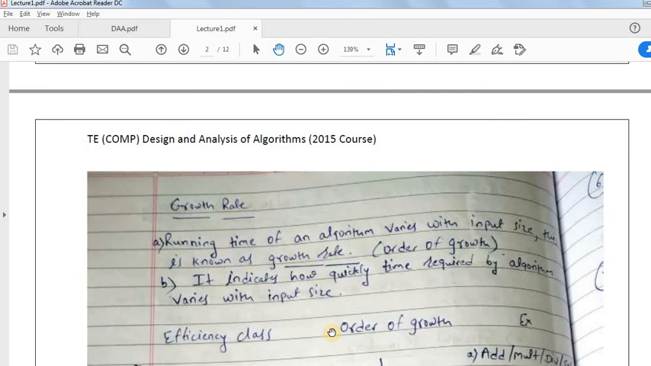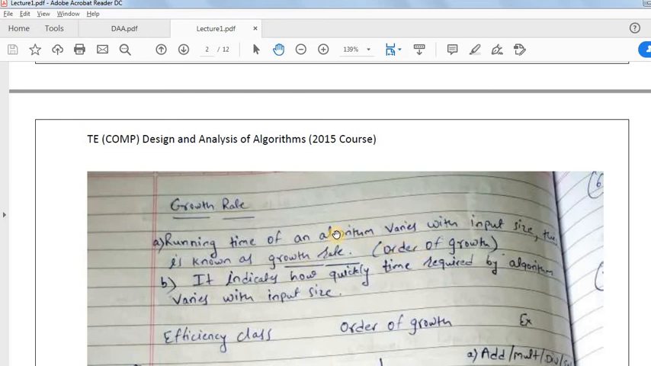Moving further, there is a concept known as growth rate, also known as order of growth. What is it? Basically, whenever we are executing different algorithms, we may come across various input sizes. The performance of an algorithm based on the size of input is known as growth rate. You can observe a definition: the running time of an algorithm varies with input size. This variation is known as growth rate. It is also known as order of growth.